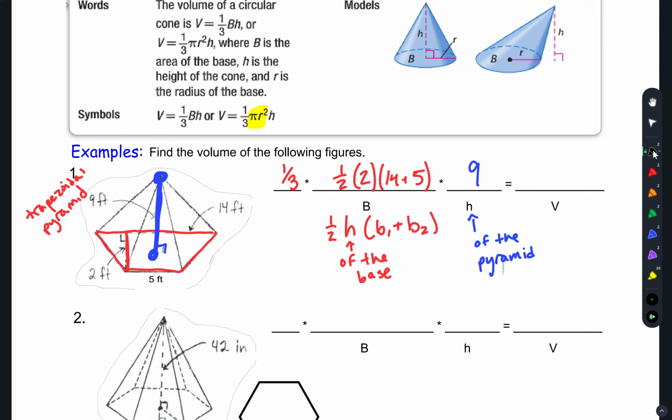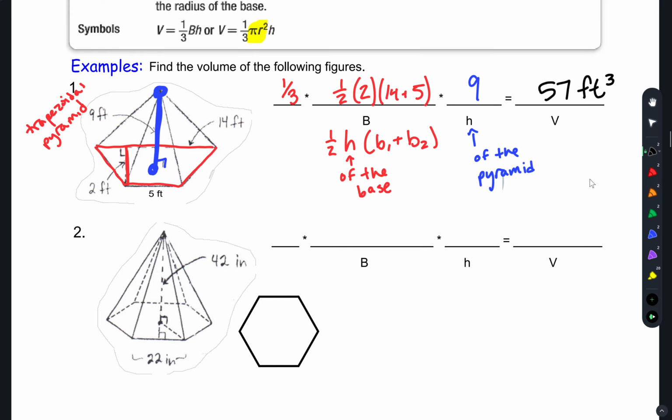Then I literally just have to plug this all into my calculator, okay? The hardest thing is going to be making sure that you plug things into your calculator without making a mistake. Hopefully we know how to do that. For this one, I get 57, and then my unit is in feet cubed. Any questions on that? Okay, fantastic. Let's keep moving. So, number 2, what shape is this?